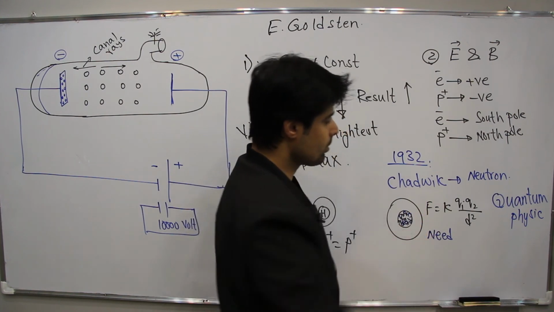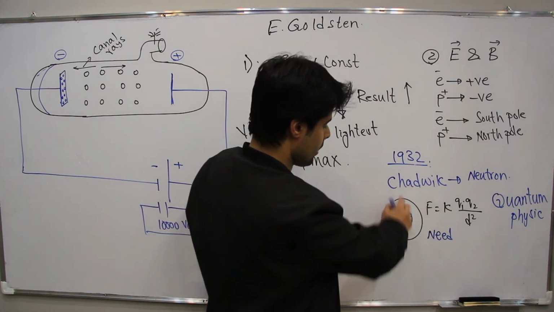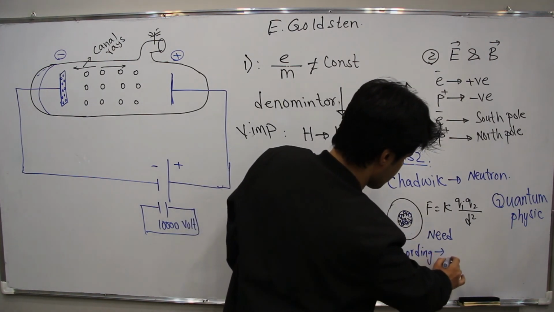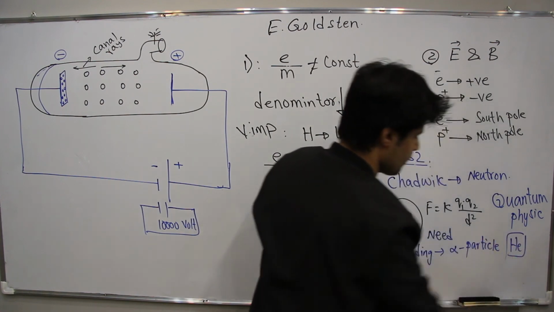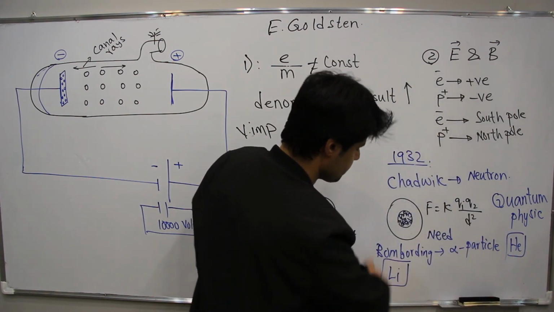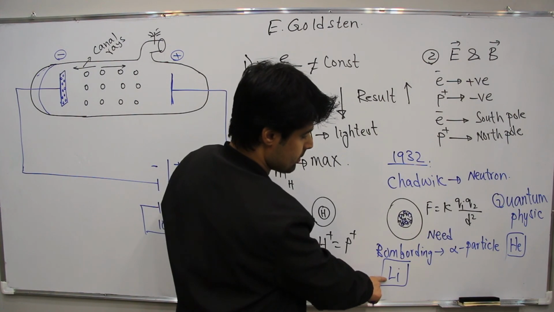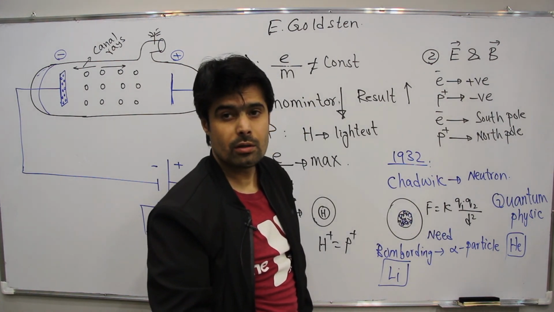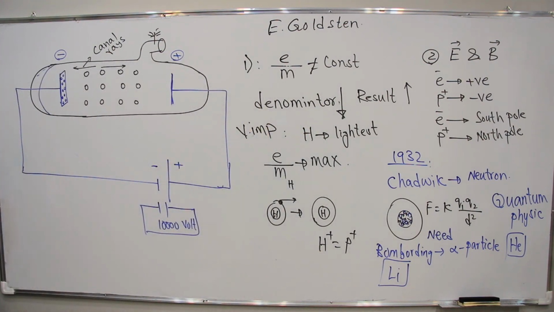is a need of another particle that should be in an atom in the nucleus, and Chadwick found it by bombarding alpha particles. What do you mean by alpha particle? It means helium, on lithium. And he saw that there is another particle which doesn't have any charge, and he named it neutron.